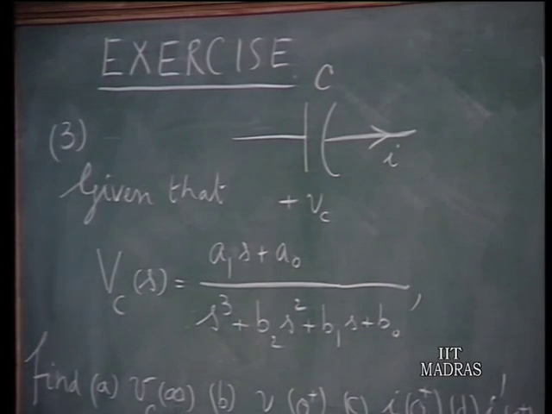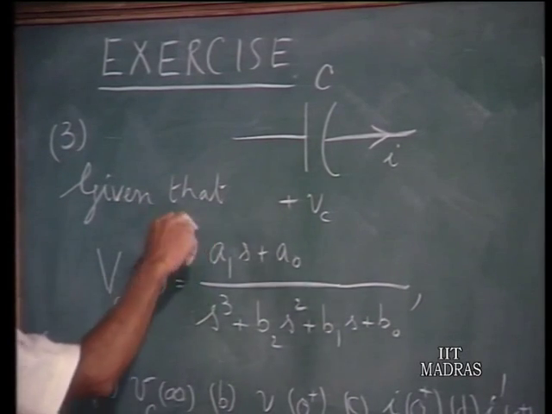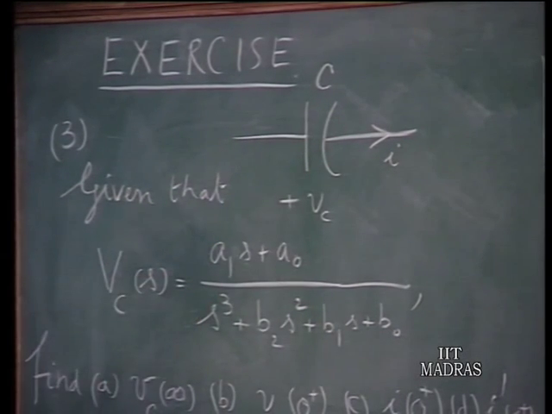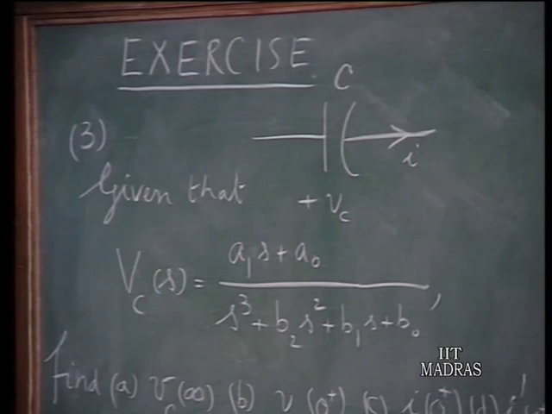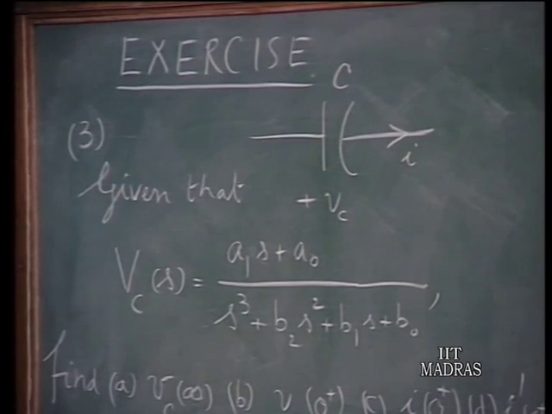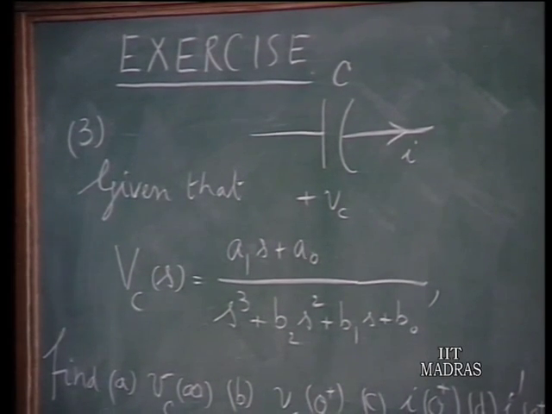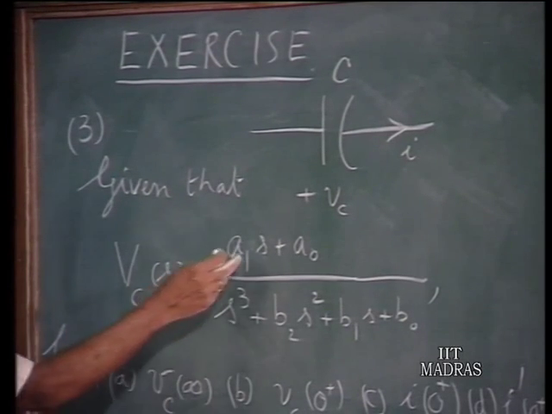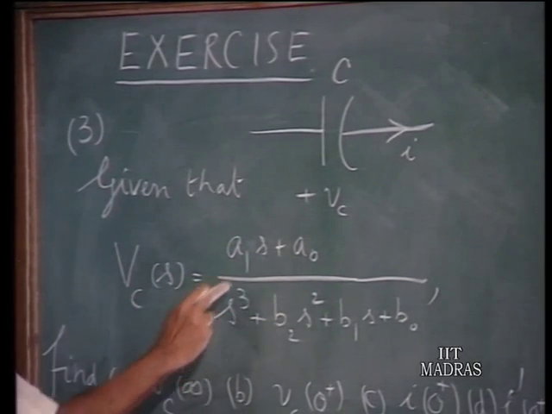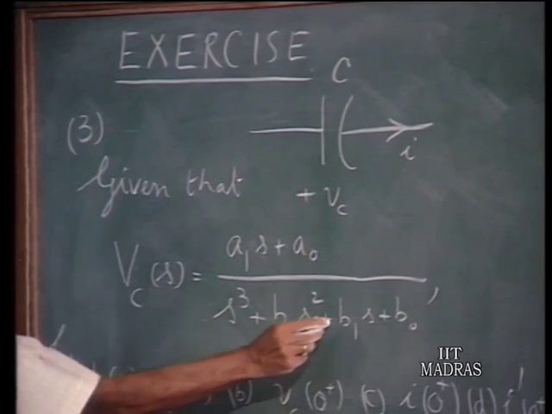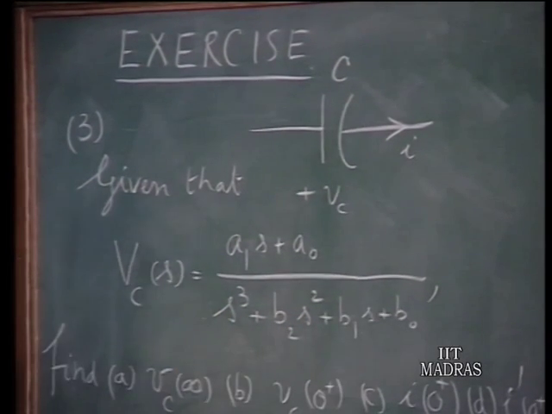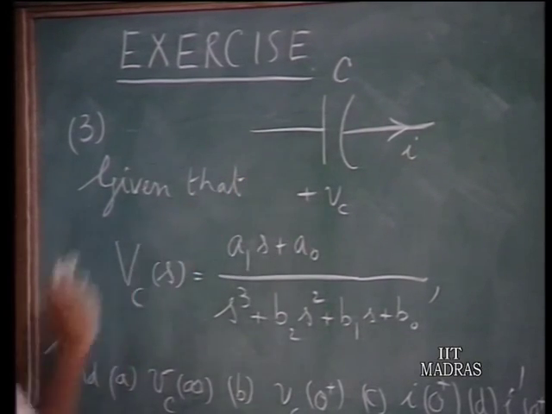Question number 3: you have a capacitor in a circuit, i is the current passing through the capacitor, and Vc of t is the voltage across the capacitor. Suppose in the solution of this network we found the Laplace transform of the voltage across the capacitor, Vc of s. Let it be in symbolic form (A1 s plus A0) over s cubed plus (B2 s squared plus B1 s plus B0). That is the Laplace transform of the voltage across the capacitor.